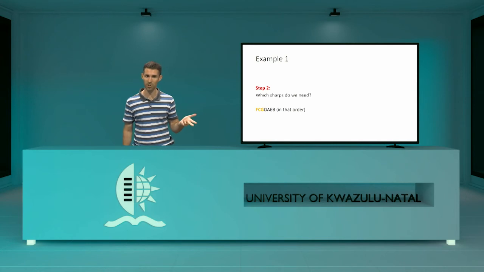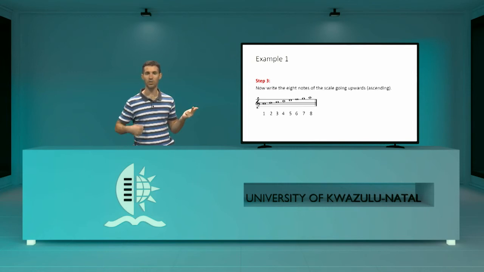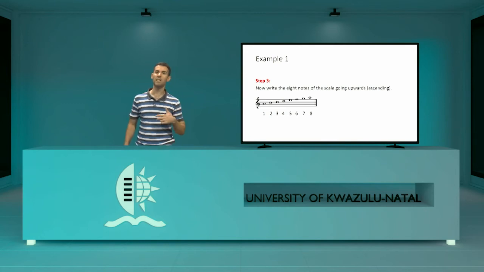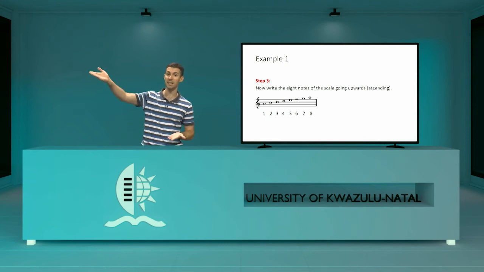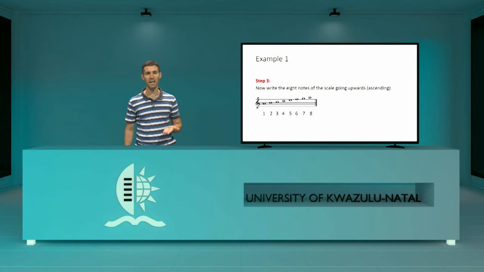So if we have three sharps, they must be F, C, and G. A major scale has three sharps, so they are F, C, and G. Step 3, we need to write out all of the 8 notes going upwards because the question asked for an ascending scale. So we start on A.